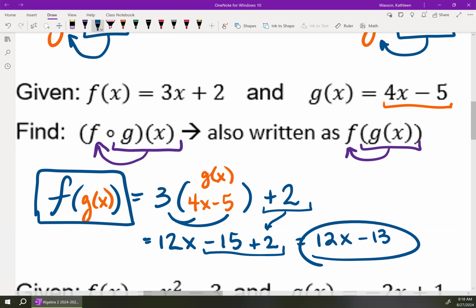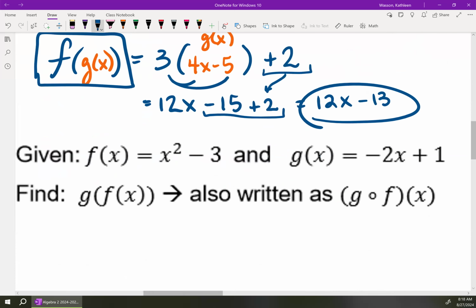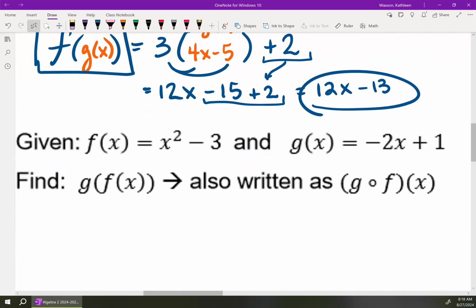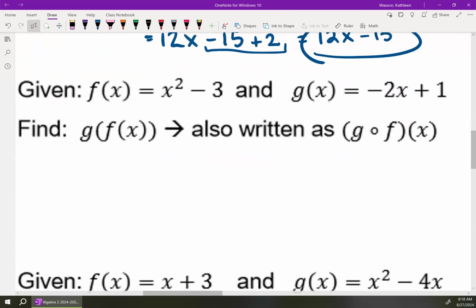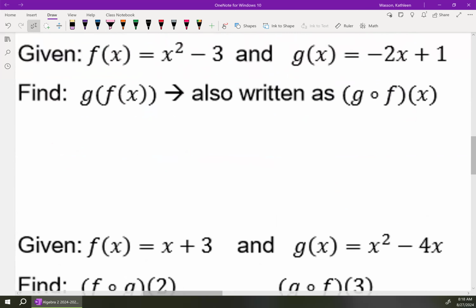Let's look at another example. F of x now equals x squared minus 3, and g of x is equal to negative 2x plus 1. I want to find g of f of x. So I plan to put f of x into the g equation.